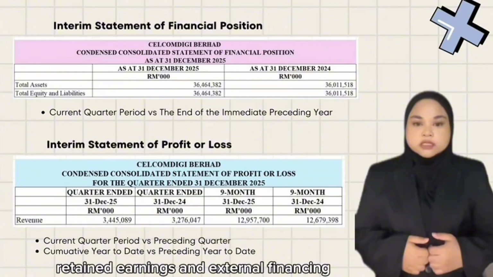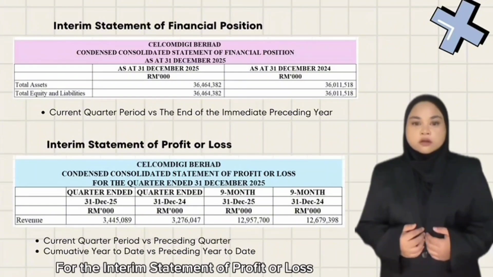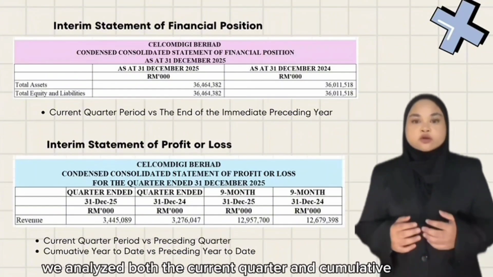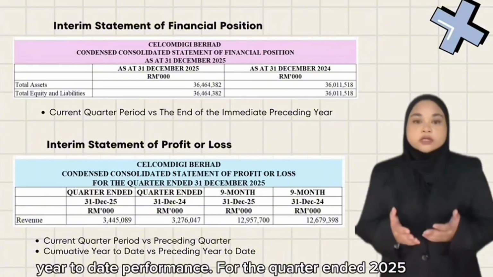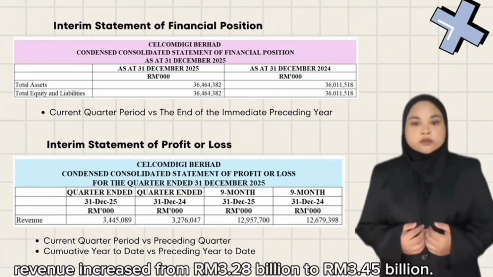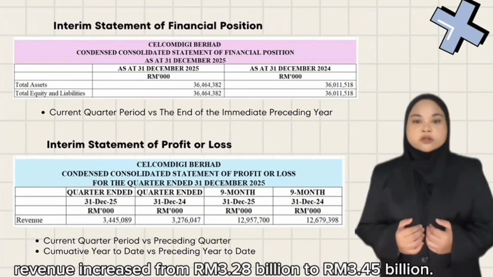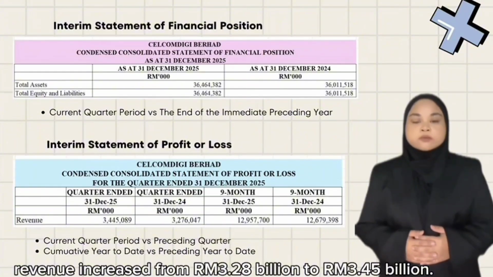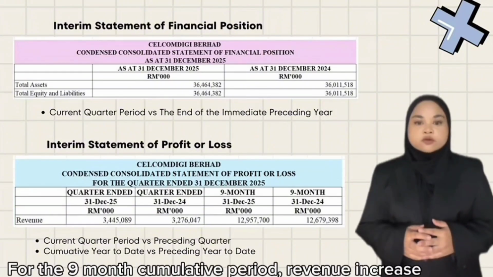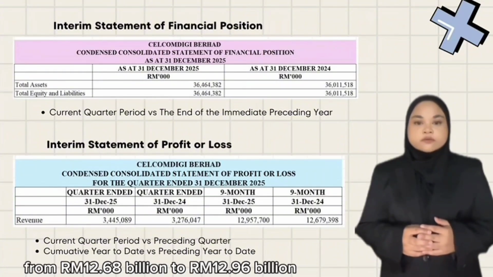which indicates that the asset growth is financed through a combination of retained earnings and external financing. For the interim statement of profit or loss, we analyze both the current quarter and cumulative year-to-date performance. For the quarter ended 31st December 2025, revenue increased from 3.28 billion ringgit to 3.45 billion ringgit. For the 9-month cumulative period, revenue increased from 12.68 billion ringgit to 12.96 billion ringgit.